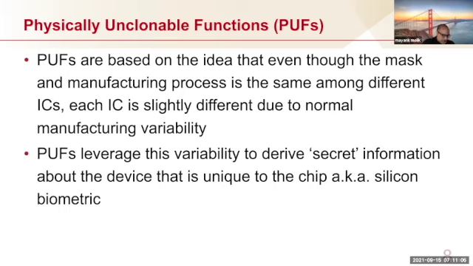The second thing I want to talk about is physically unclonable functions, or PUFs. PUFs are based on this idea that even though the mask and manufacturing process is the same among different ICs, each IC is slightly different due to normal manufacturing variability. We can leverage this variability in PUFs to derive secret information about the device that is unique to the chip itself, or think of it as a silicon biometric.